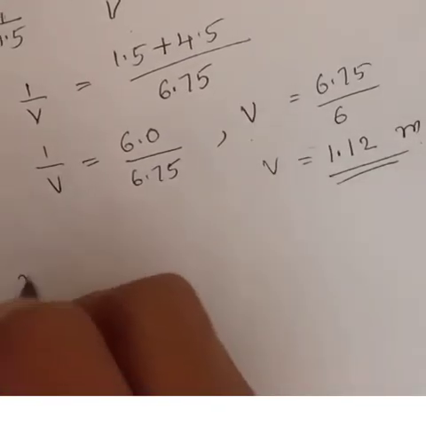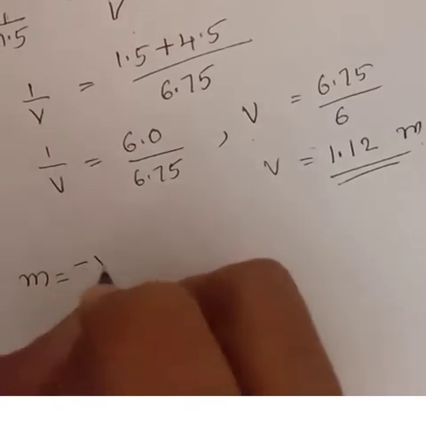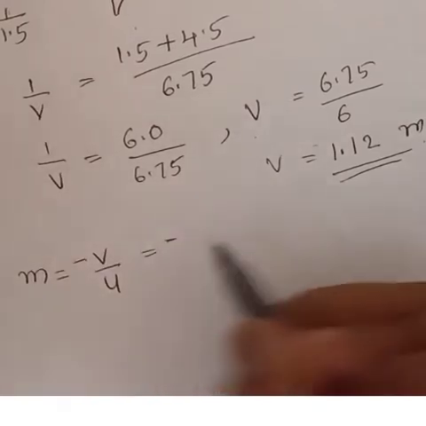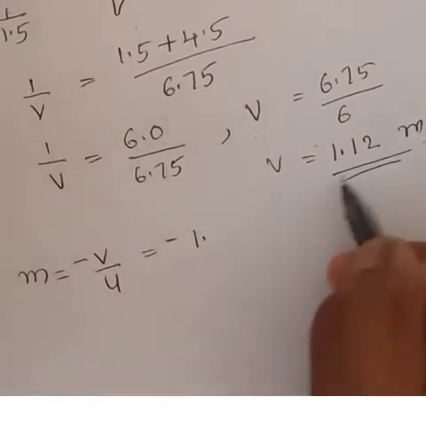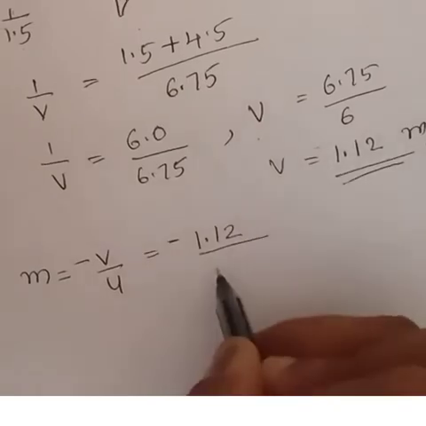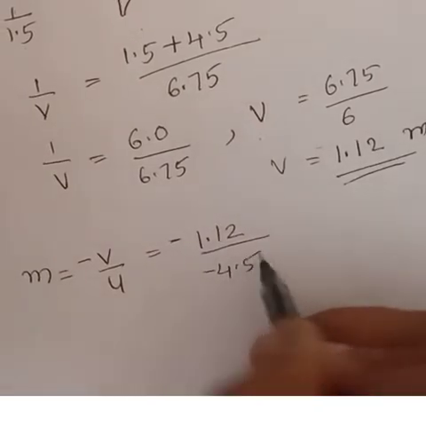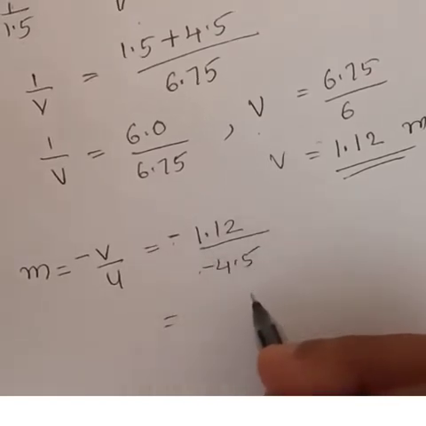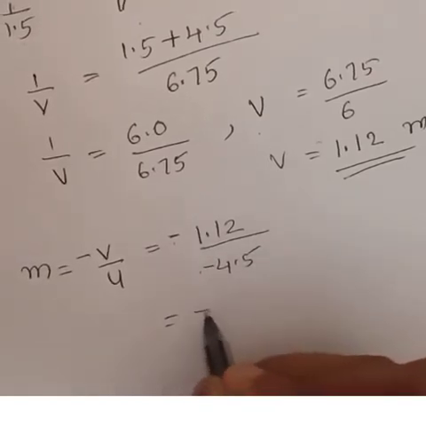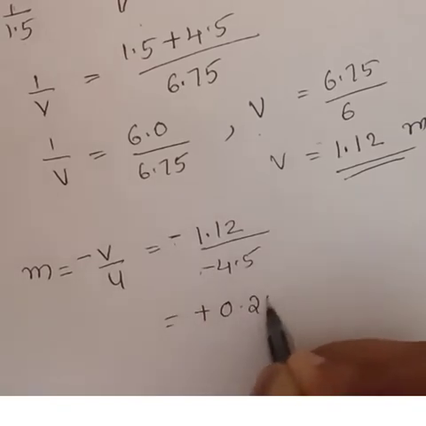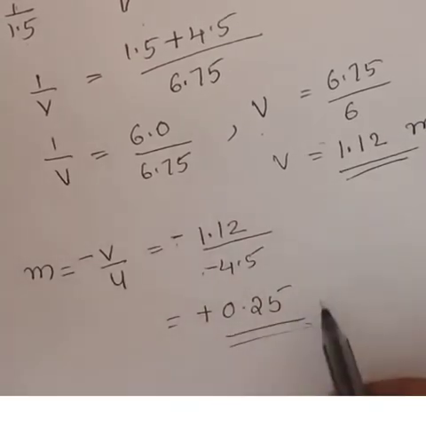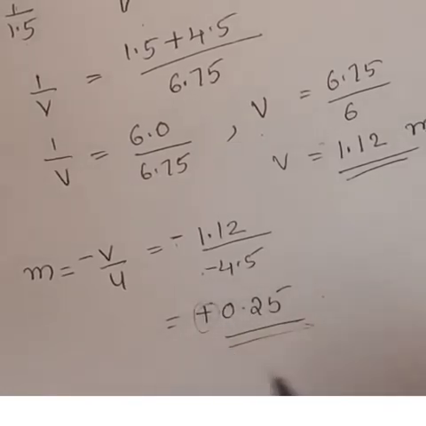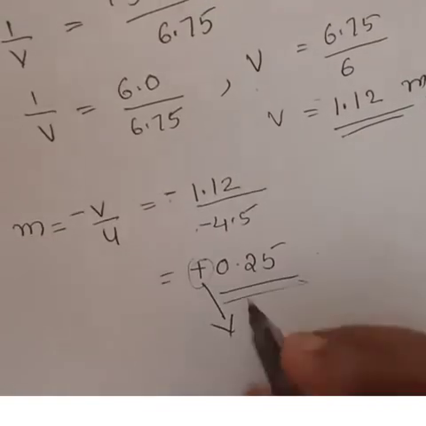So what's the magnification? M is equal to minus V by U. So minus V means positive 1.12 divided by U, which is negative 4.5. So negative is positive, so you have to solve this one. You got the answer positive 0.25. The magnification has no units, so it is 0.25. So what's the meaning of the sign? So what is the nature of the image?